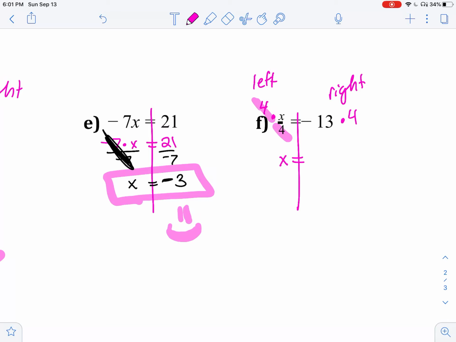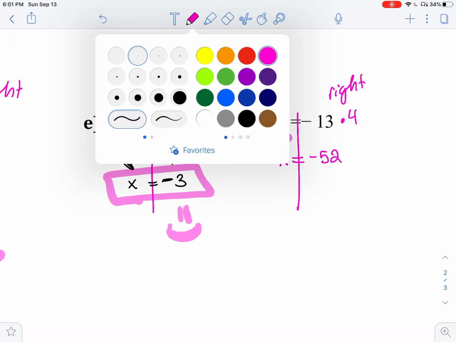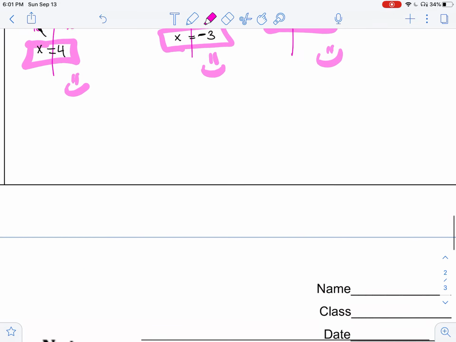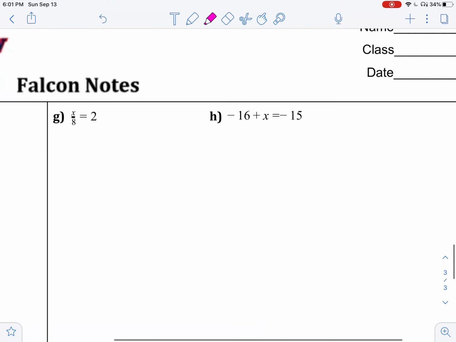And then on the right-hand side, I have negative 13 times 4. 13 times 4 is 52, and then since it's a negative and a positive, we end up with negative 52. So what you should see is I have x alone by itself on the left-hand side equaling a number, so I am done with that problem. All right, we have 2 more examples to go.